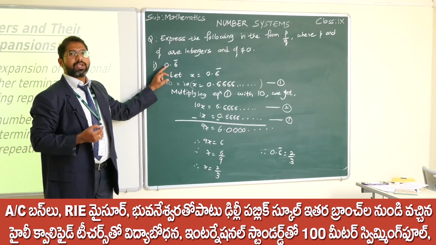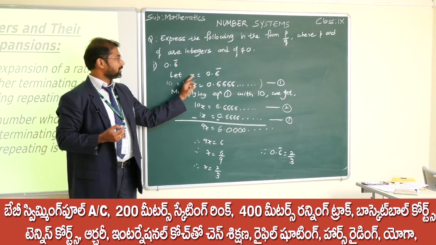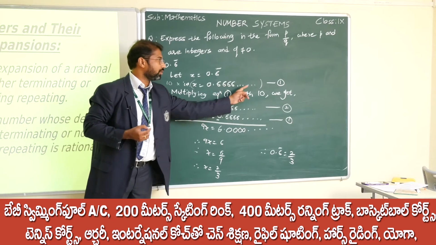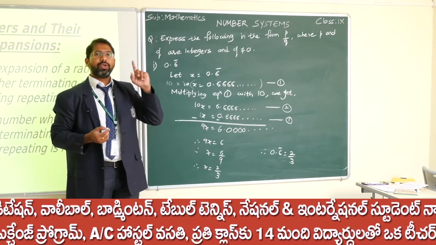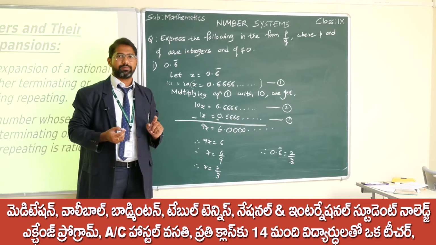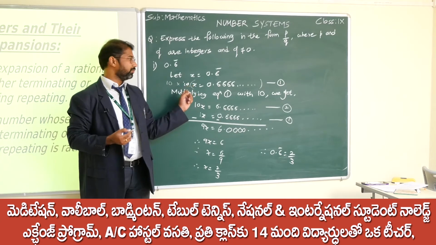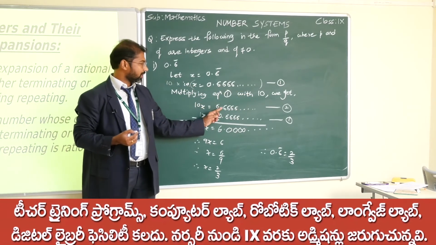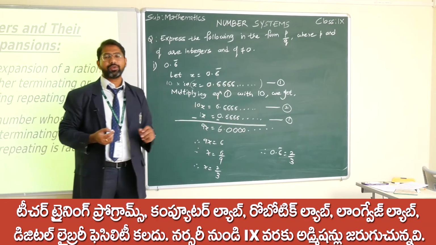So let us assume 0.6 bar as x. 0.6 bar can also be written as 0.666... and call this as equation 1. Here only one digit is repeating in the decimal part. So multiply on both sides of equation 1 with 10. Then you will get 10x is equal to 6.666... Call it as equation 2.